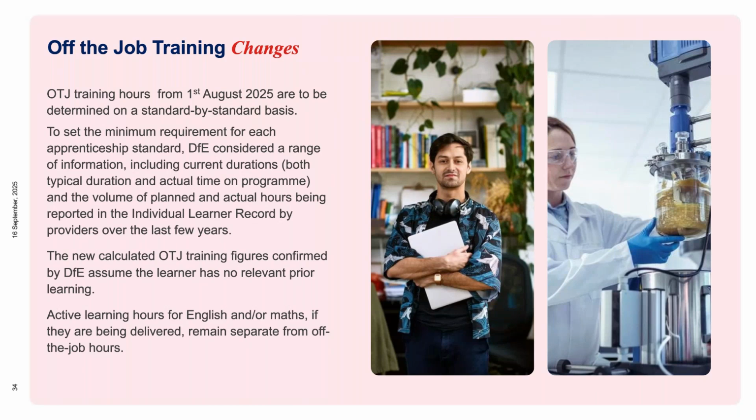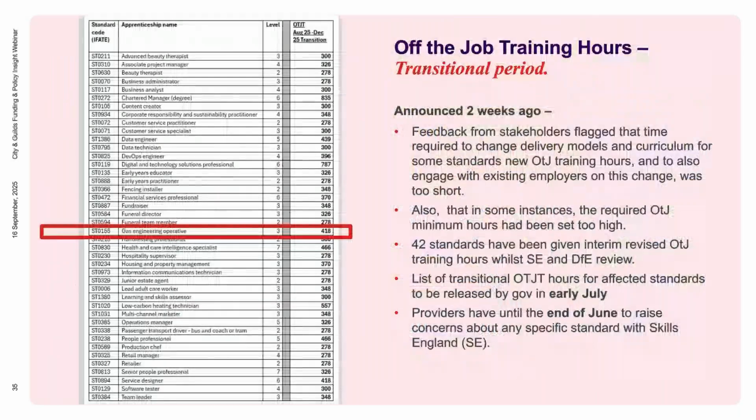The new calculated off-the-job training figures confirmed by DFE assume the learner has no relevant prior learning. Active learning hours for English and maths, if they are being delivered, remain separate from the off-the-job training hours. So just highlighted there, the new gas engineering operative, the level 3 ST0155, the off-the-job training hours from August 2025 is 418. There are a lot of qualifications which have been reformed and looked at at the moment.